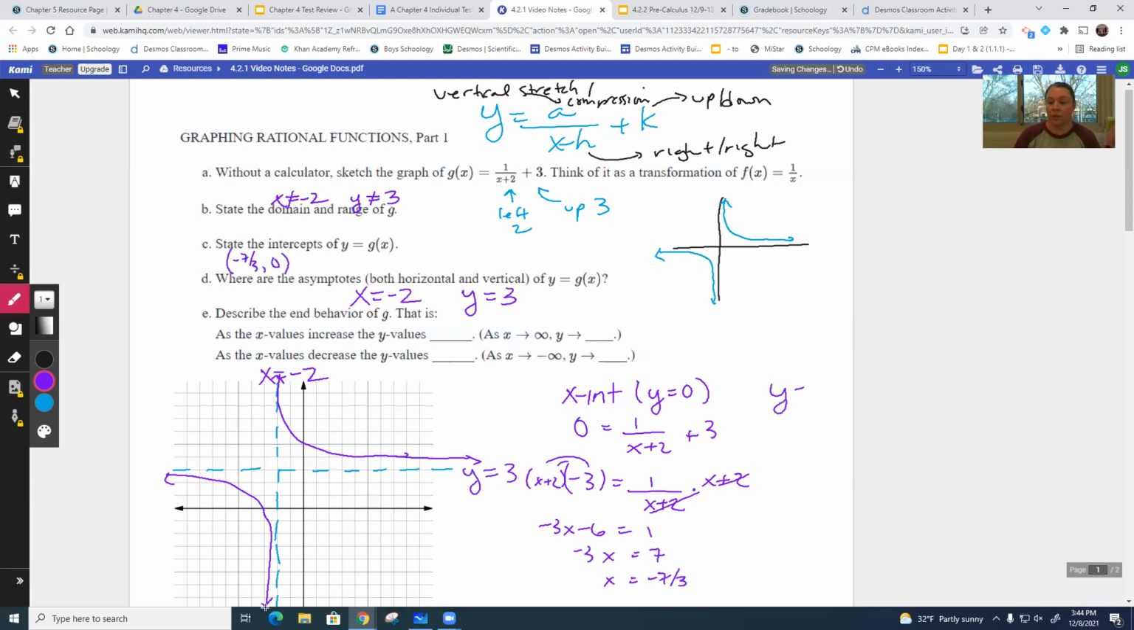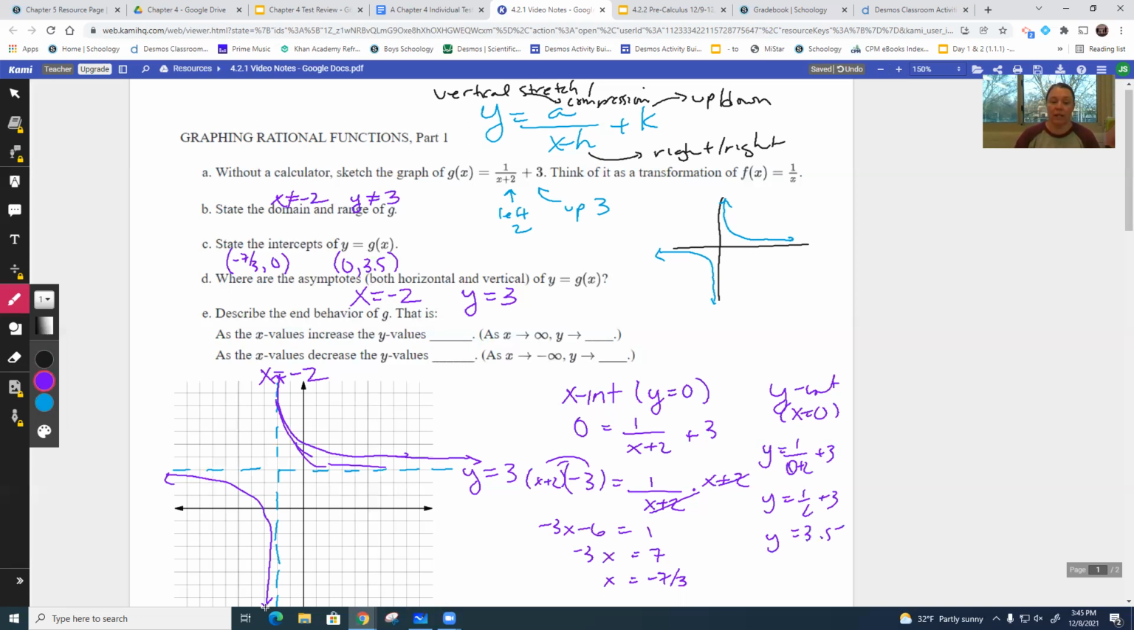To get my y-intercept, that's when x equals 0, right? Any point on the y-axis, the x value is 0. So into this equation I'm going to plug 0 in for x. That gives me 1/2 plus 3, or 3.5. I really didn't do a good job of drawing this, did I? I should have been coming down a lot lower than I did. But my y-intercept would be (0, 3.5) or (0, 7/2).